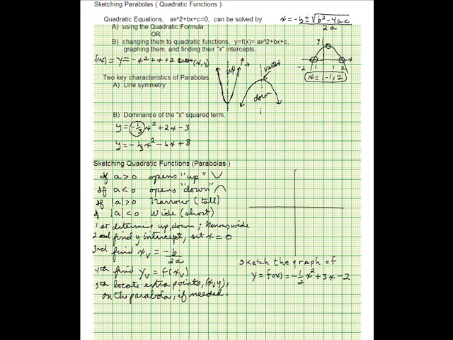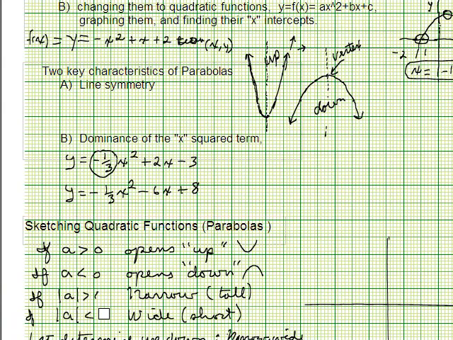Still, what we do is, instead of calling it tall, we call it narrow. We say that if the absolute value of a is, whoops, that shouldn't be 0 there, that should be a 1. If the absolute value of a is greater than 1, like a 2 or a 3, that's going to make it taller, which will make it appear to be narrower. And if the absolute value is less than 1, like a half, like we had here, it'll make it appear to be wider.